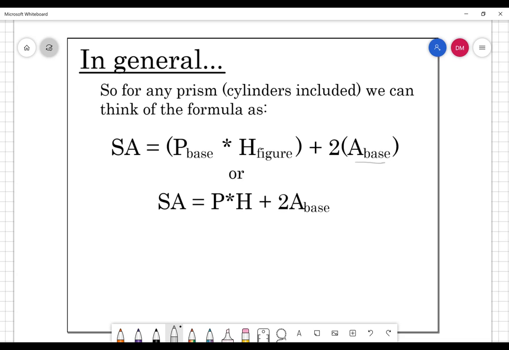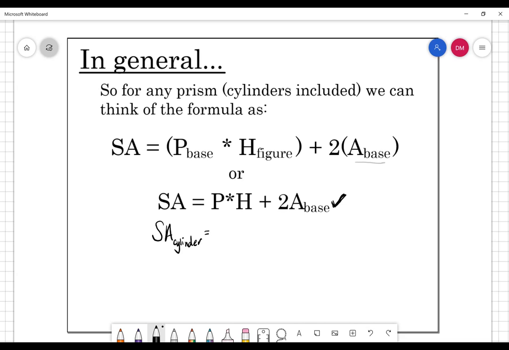Now, the reason we can generalize what we've talked about in this video as this singular formula right here, cylinders included, is that this is talking about cylinders. We found the perimeter of our base. We multiplied by the height of the figure. We added on 2 times the area of the base. So I'm going to bring back that formula that we talked about with surface area of a cylinder here.